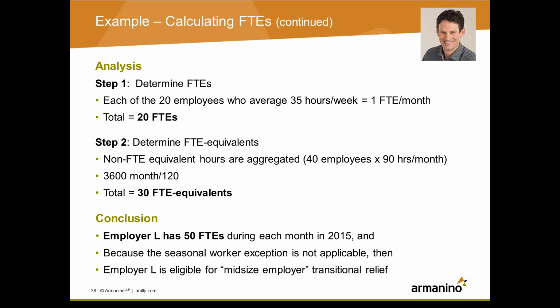We add bucket one and bucket two, and so we have 50. You're considered to have 50 full-time employees and full-time equivalents for the large employer piece. So in this case, in 2015, you would be considered as part of that mid-size employer group, and you'd presumably qualify for the transitional relief. Coming in 2016, all of a sudden, you're going to be a large employer, assuming they don't extend the transitional relief permanently or for another year.